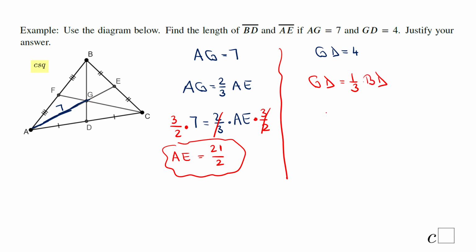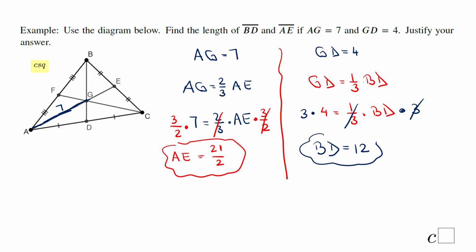So we're going to replace GD with 4 equals 1/3 times BD. For finding BD, I'm going to multiply by 3 to cancel this 1/3. I have to do the same thing on the other side, and BD will be nothing else than 3 times 4, which is 12. So this problem is the inverse of the other problem. We know pieces of the median, and we need to find the median.